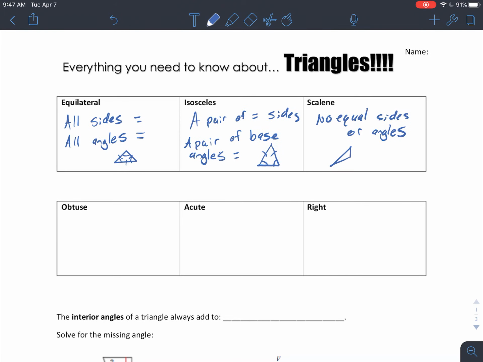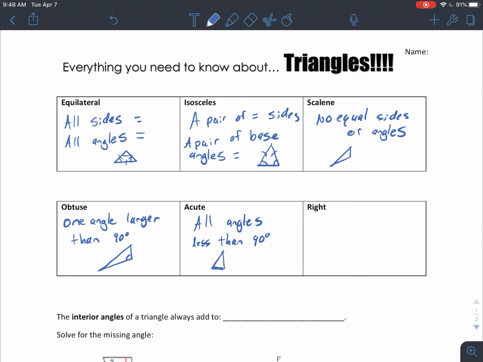All right, obtuse means that there is one angle larger than 90 degrees. Okay, so obtuse would look something like this, this angle being bigger than 90 degrees. An acute triangle has all angles less than 90 degrees. And that triangle is just going to look like a triangle that you would always see, your more common triangles.